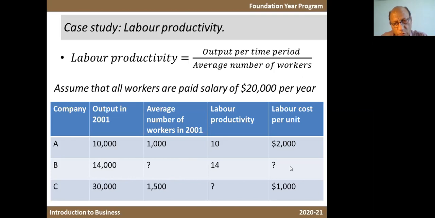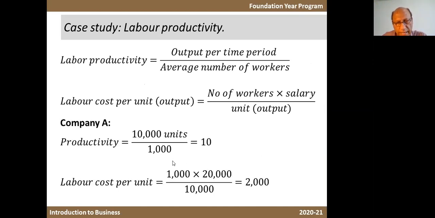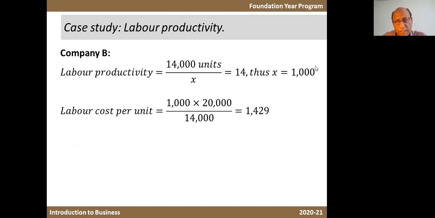Then you have to find out the labor cost. So labor cost is the next thing. We will explain this one. Labor productivity is output divided by total workers, and labor cost is workers multiplied by their salary for 1 year, divided by total units. From this you can find out the labor cost for company A. So this is 10 and this is 2,000, and company B is 14 and this is 1,430.